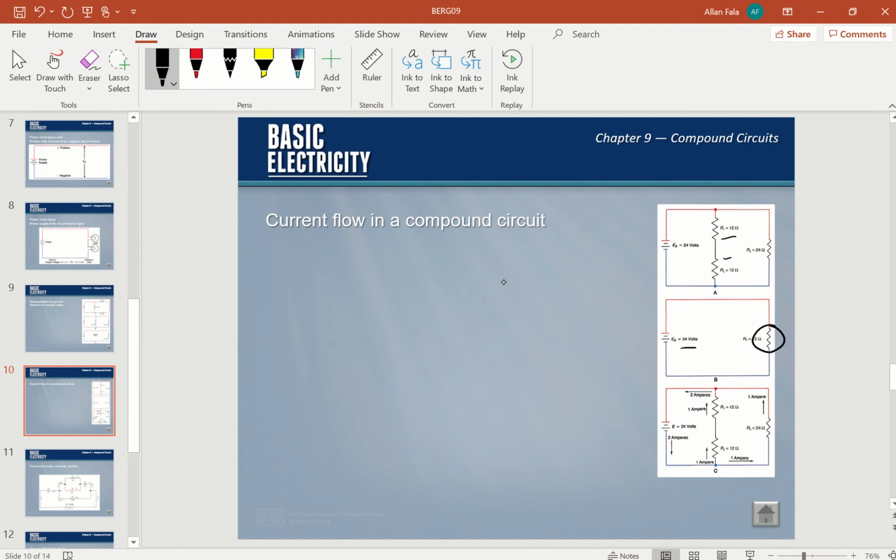Now that we know that our total resistance is 12 ohms and our voltage is 24, we know that there are 2 amps flowing through the circuit, and since each branch has the same resistance, the amount of current through each branch is going to be the same. So we just divide that 2 amps between the 2 branches, and that would give 1 amp for each branch.